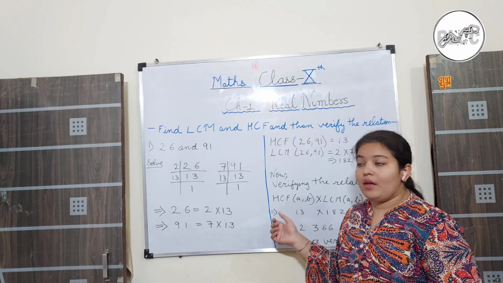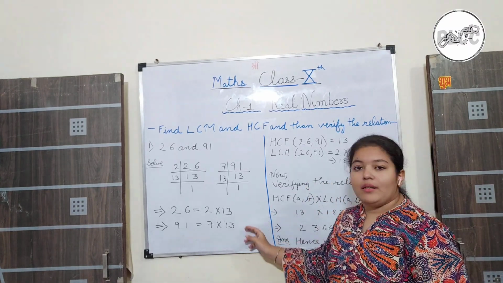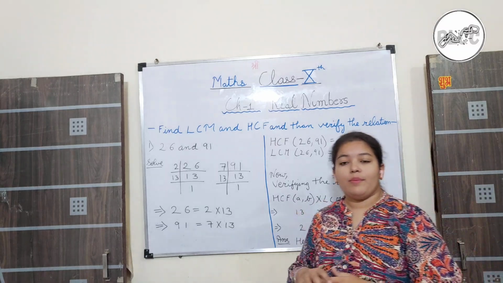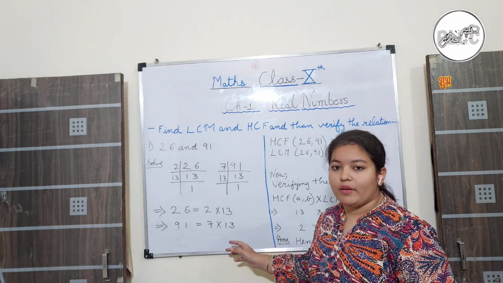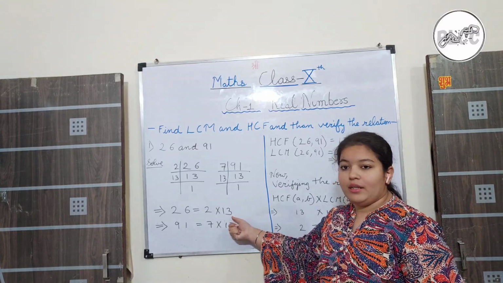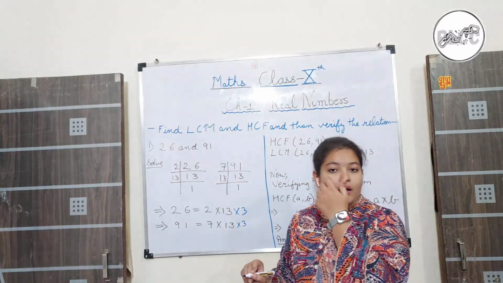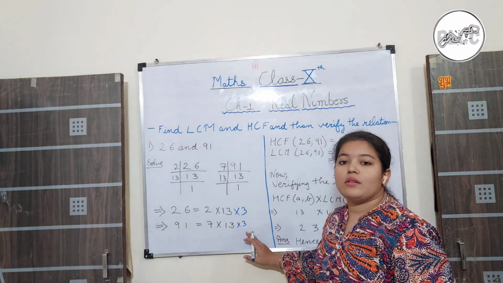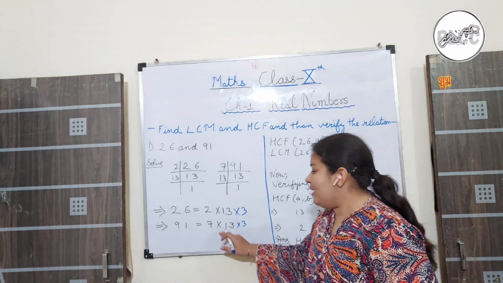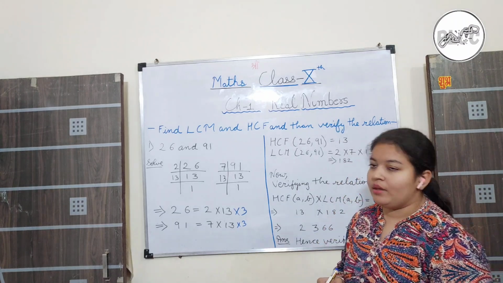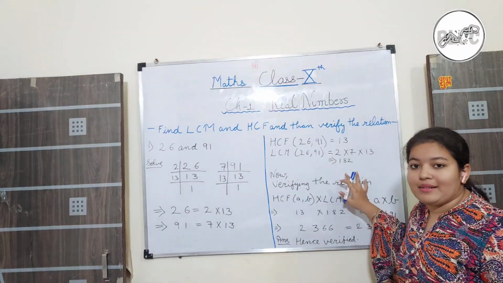How to find it? HCF is the numbers which are common between both of them. Here 13 is common, so we have written 13. Now suppose there are two or more numbers common in both the given numbers, suppose here 13 and 3 are also common. So suppose 3 and 13 are the two numbers which are common between the given two numbers. So we'll take the product of 3 and 13 together. I hope I'm clear. Then we'll write the rest of the numbers in LCM.